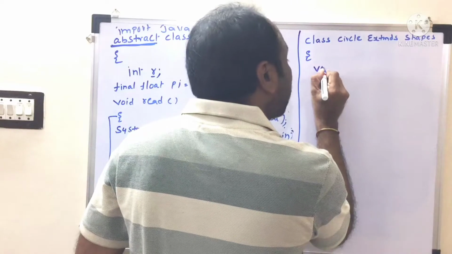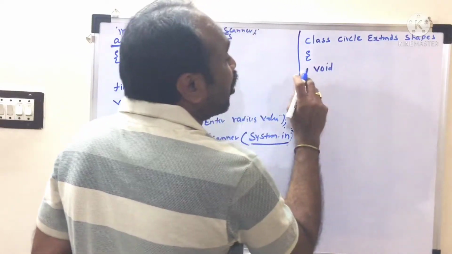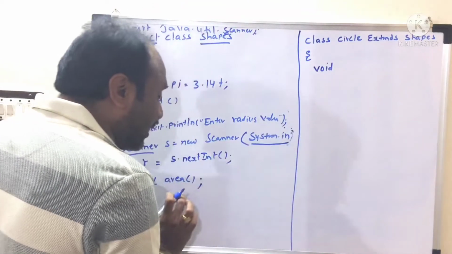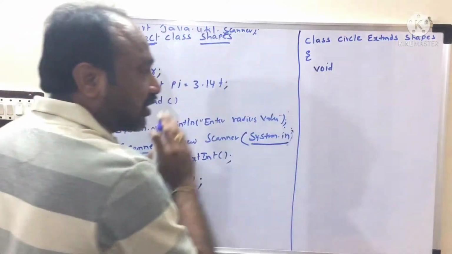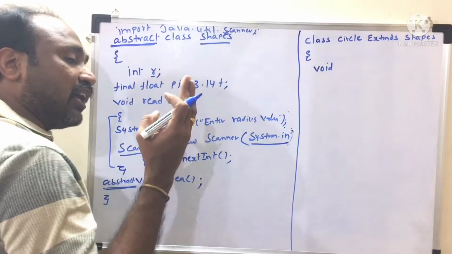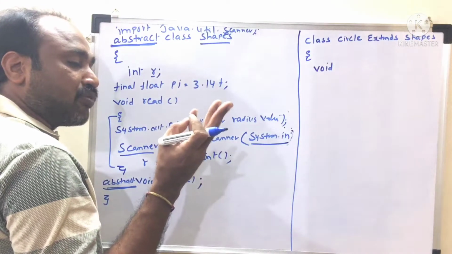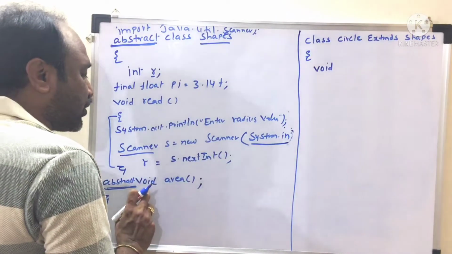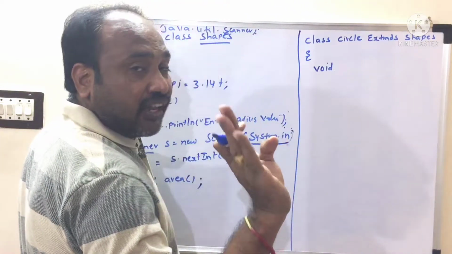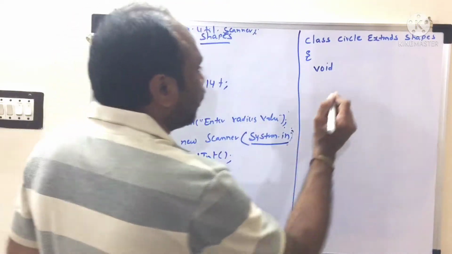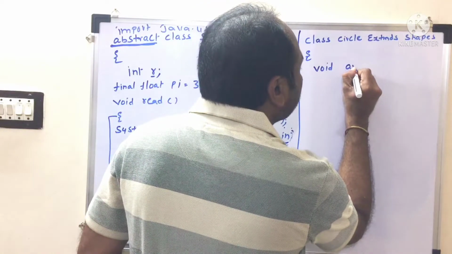In case of an interface, we have to define them as public. But in case of an abstract class, when you create a class from an abstract class that may contain one, two or three abstract methods, all those methods should be defined in the newly created class. No need of defining it as public. Simply define it: void area.